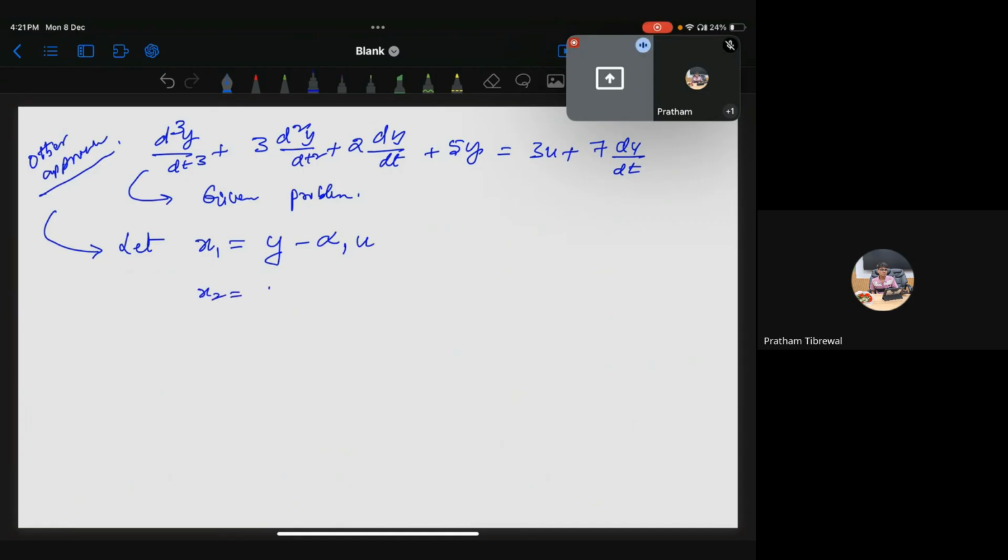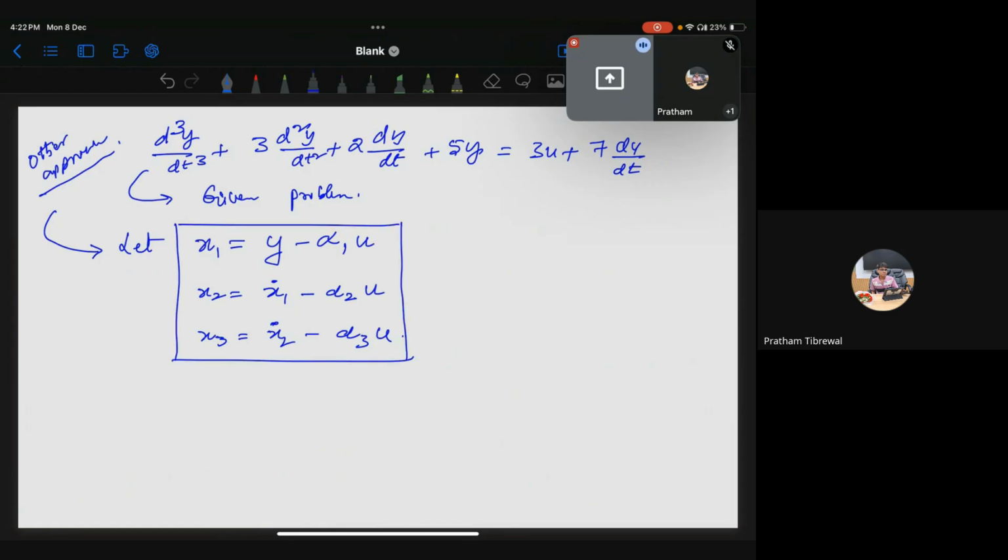x2 as x1 dot. Previously you have chosen x2 as x1 dot only, but now you will add this term also. And x3 as x2 dot minus, previously I have chosen till x2 dot only. Now you are adding this term also. So these are the basic state variables you will choose.